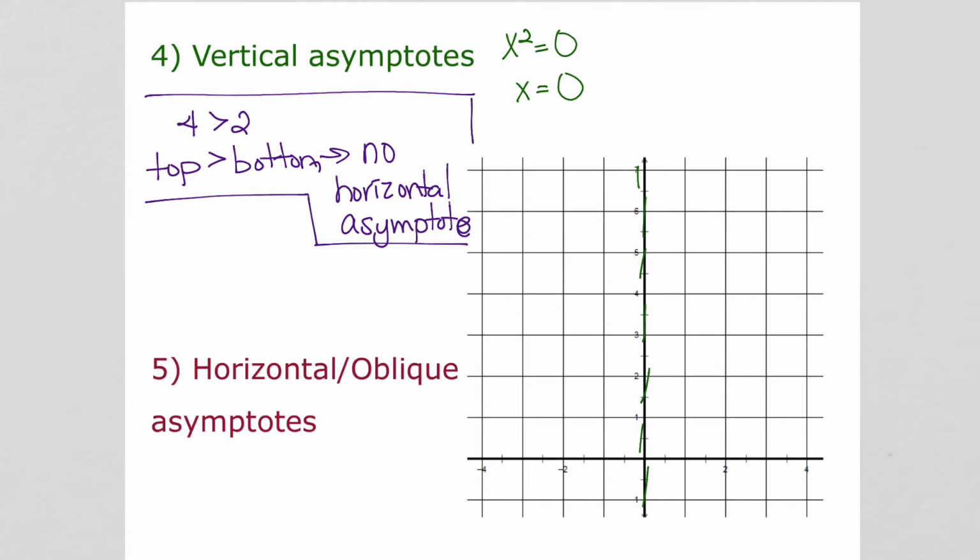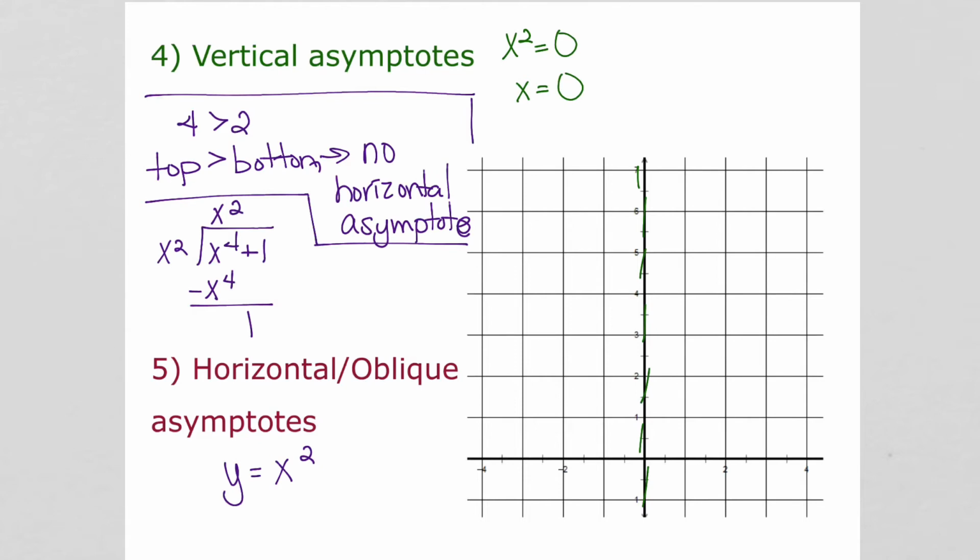Could there be an oblique asymptote? Let's see. We divide x squared into x to the fourth plus 1. X squared goes into x to the fourth, x squared times. X squared times x squared is x to the fourth. Subtract, we've got a remainder of 1, which we don't care about. So the top is y equals x squared.